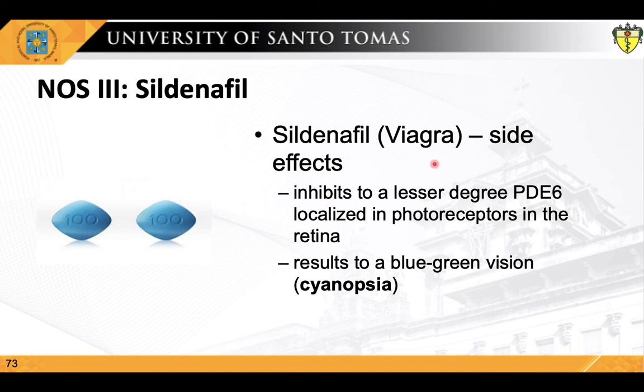Sildenafil is highly selective for PDE5 but also inhibits, to a lesser extent, PDE6, which is localized in the retina photoreceptors. Thus, a side effect is a blue-green tint in the patient's vision.